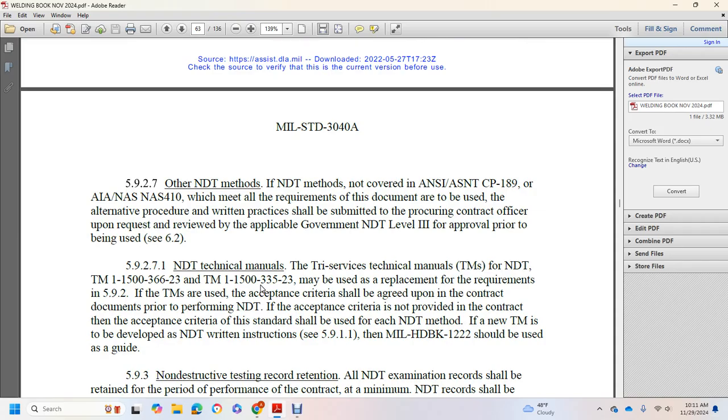Non-destructive testing manuals, technical manuals, and the non-destructive testing TM 1-1530-6623 and TM 1-1533-523 may be used with the replacement requirements of 5.9.2. But the technical manuals used with the acceptance criteria shall be agreed upon with the contract documents prior to performing non-destructive testing. If acceptance criteria is not provided with the contract, acceptance criteria standards shall be used with the non-destructive test method.